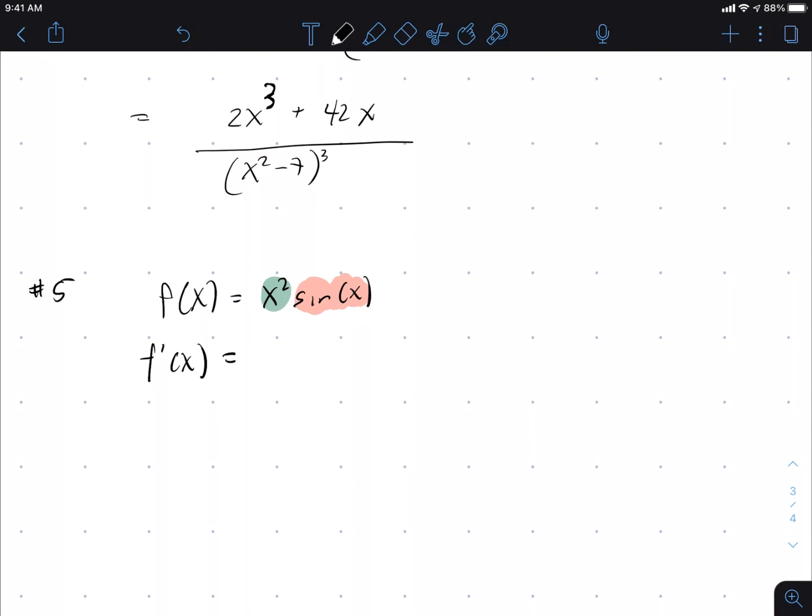All right, so the first derivative of this, it's obviously the product rule, right? Correct. So the derivative of the green goes first, and the derivative of the green should be 2x. We leave sine of x alone, and then it's a plus, and then it's x squared, and the derivative of sine x is cosine x. And there it is. That's our solution.